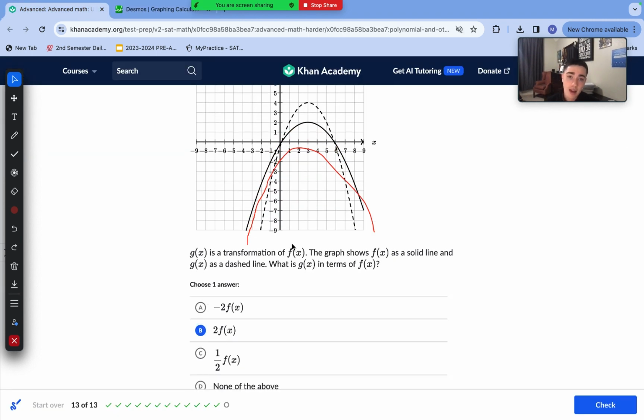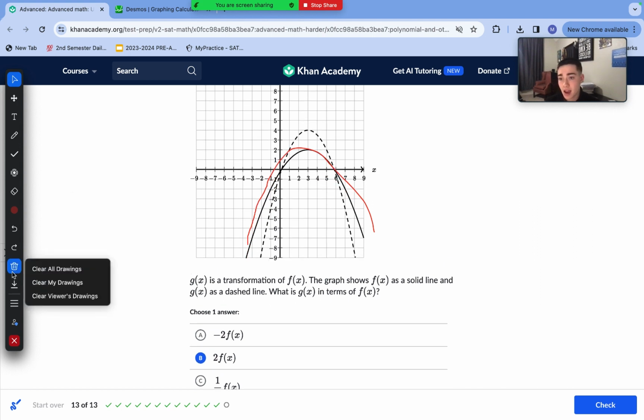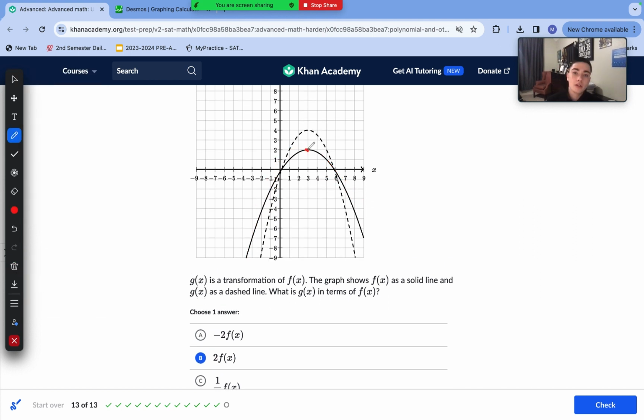So that means that B is correct. We can see here that our vertex goes from 3, 2 to 3, 4. That is a multiplication of 2 from f of x, that solid line, to g of x as our dashed line. And you can see it's getting narrower. So that means that B is the correct answer for this one.